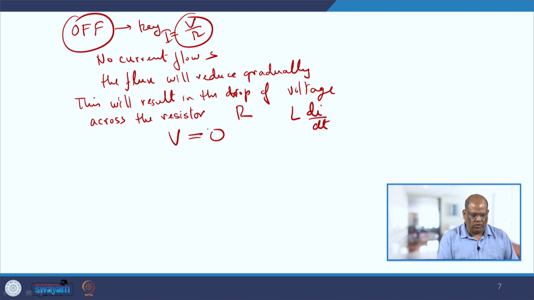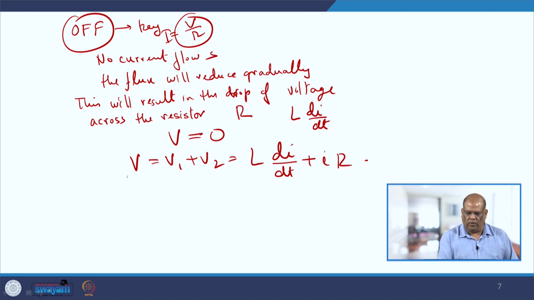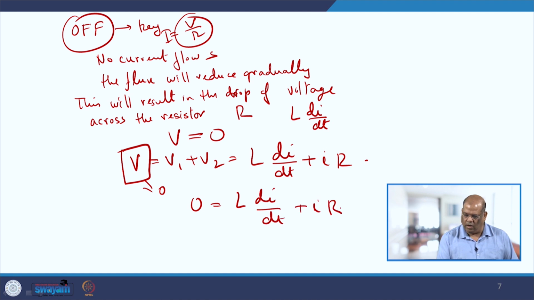So, if we now use this in the differential equation, initially we have V equal to V1 plus V2, which is equal to L di dt plus IR. This was in the on position. In the off position, this becomes 0. So, your equation becomes 0 equal to L di dt plus IR. So, now you just have to solve this equation, L di dt plus IR equal to 0.